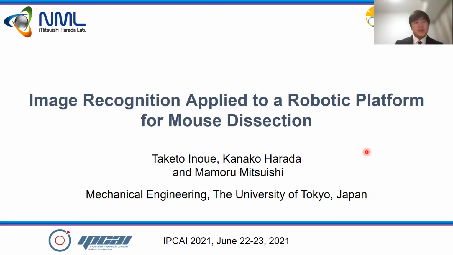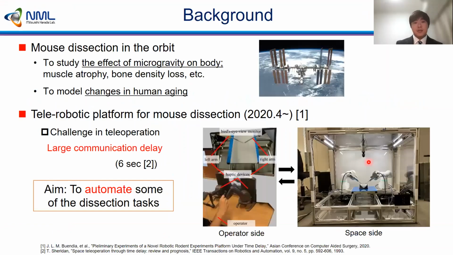I'd like to talk about image recognition applied to a robotic platform for mass dissection. Firstly, I'll talk about the background of our work. We target mass dissection in the orbit.